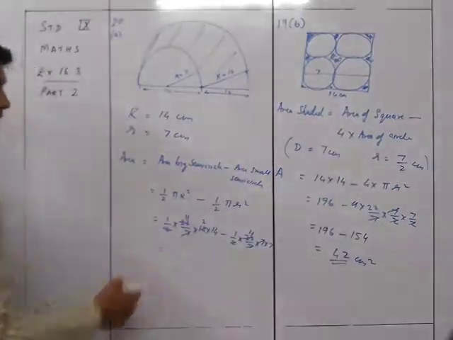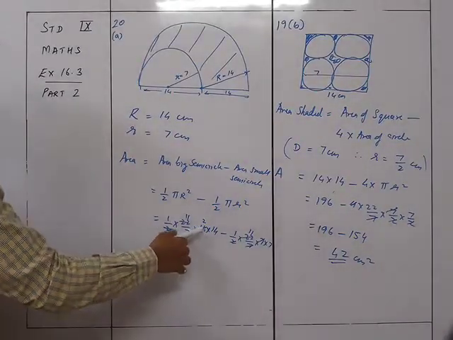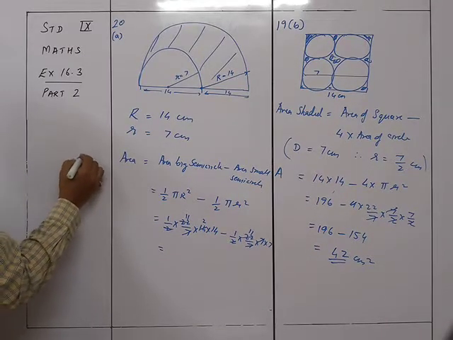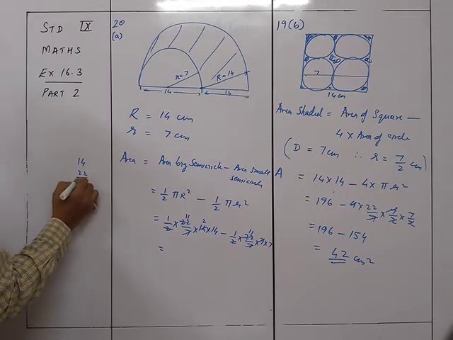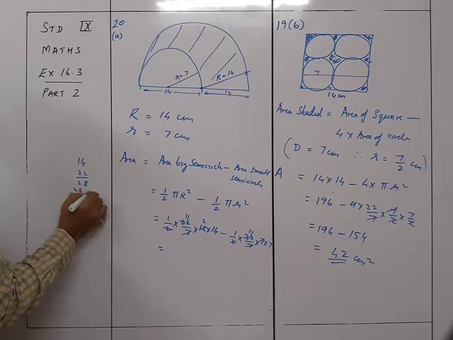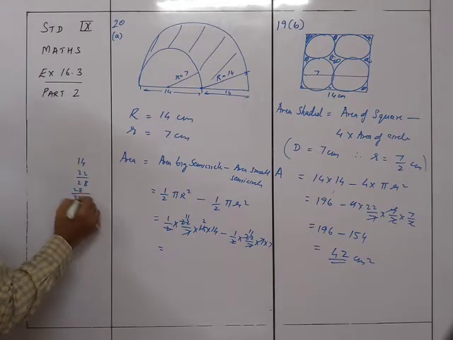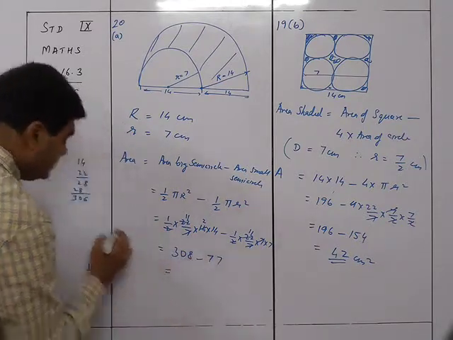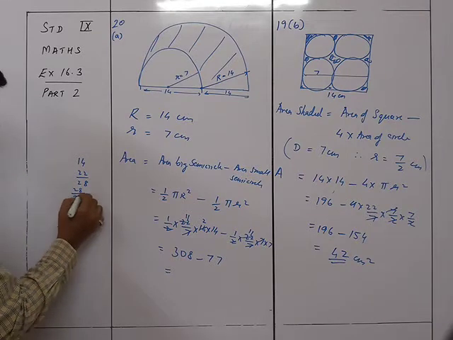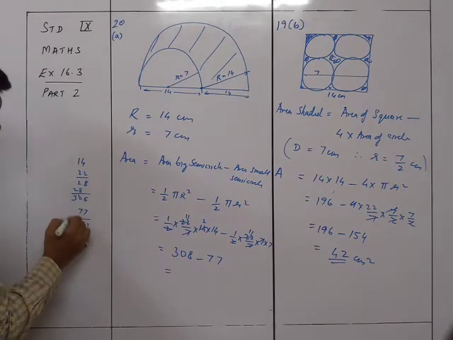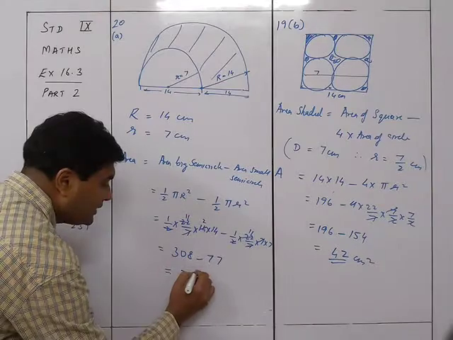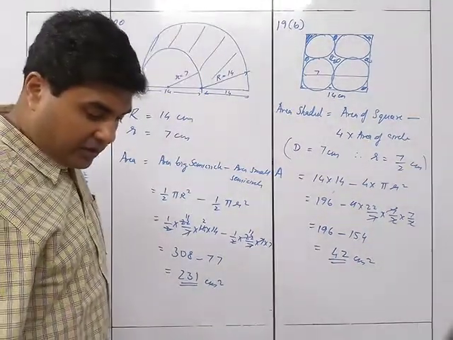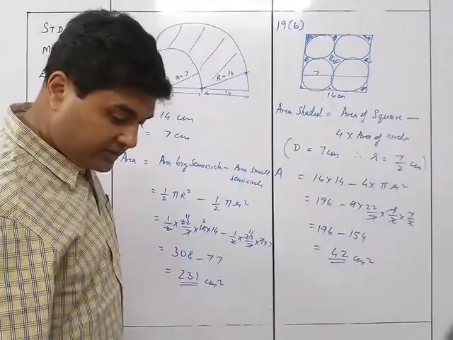So that will be 22 into 14, which is 308. So 308 minus 77. So it will be 231 centimeters square. So the answer for the area will be 231 centimeters square.